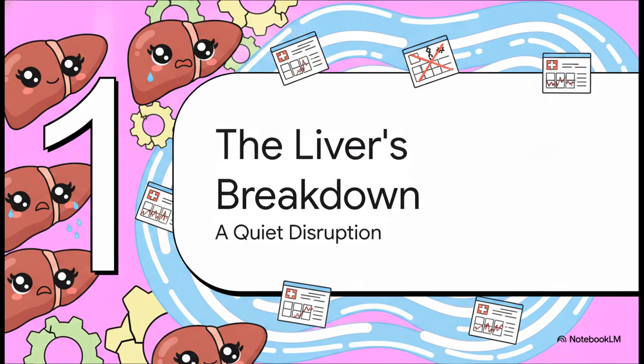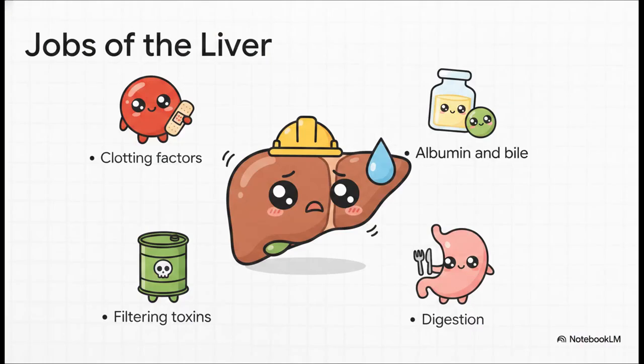Section 1. The liver's quiet breakdown. To really get the coding right, we first have to understand the organ itself. The liver, it is an absolute workhorse. I mean, think about what it does. Producing clotting factors, making albumin and bile, filtering out toxins, processing nutrients, storing vitamins, and just generally keeping digestion running smoothly. And this right here perfectly illustrates why coding for it is so complex.